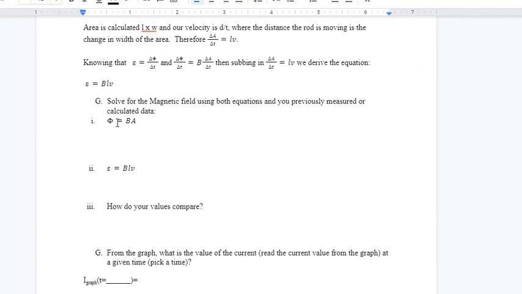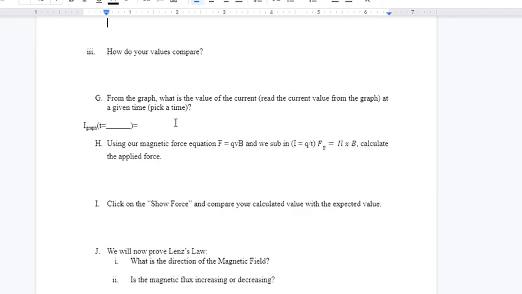Then you can go back and use the information that we got here. So your flux at any given point in time with that particular area, you can find your B. Same thing here, that length of the rod times the velocity, and you already have our EMF, and you can compare your calculated magnetic fields.